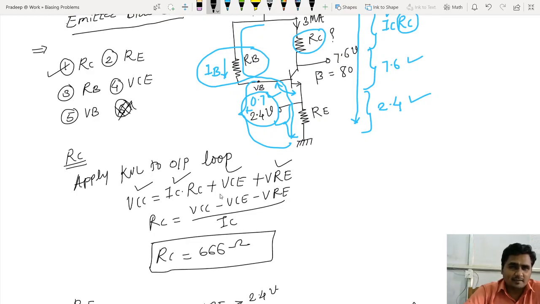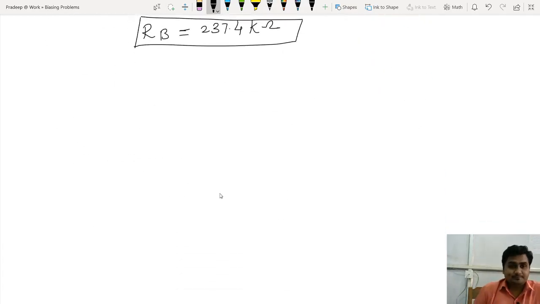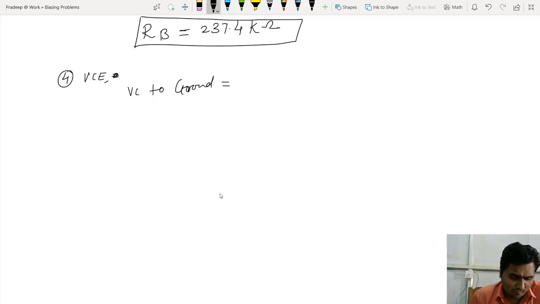The fourth parameter is VCE. Now we will calculate VCE. How to calculate VCE? Just check. VCC. See, VCE means collector voltage to ground. Collector to ground is already given. I think it is how much? 7.6. It is 7.6.